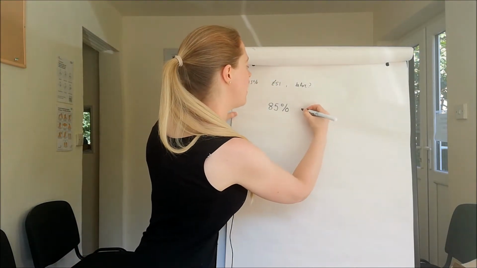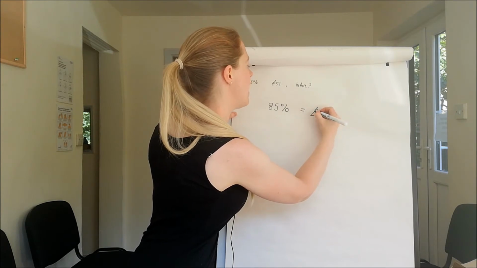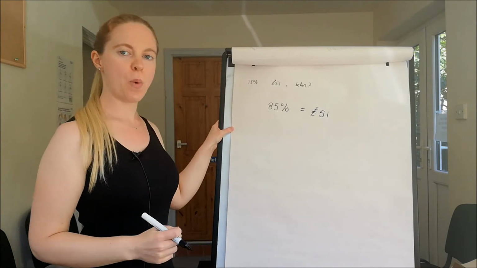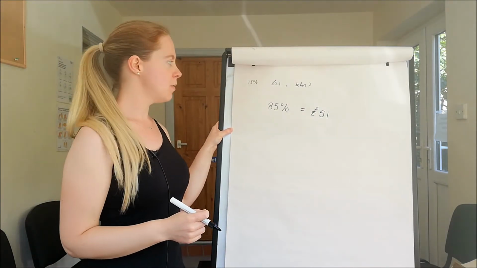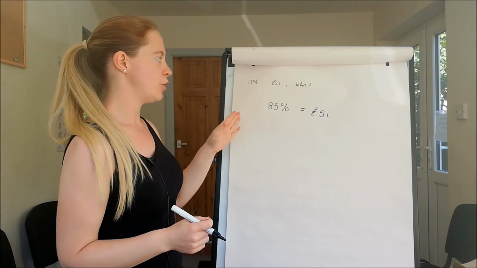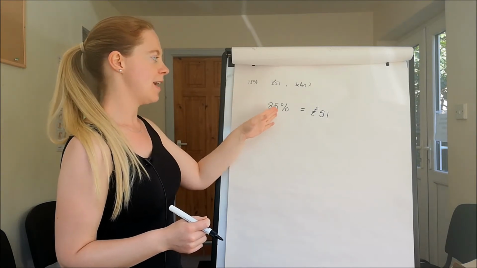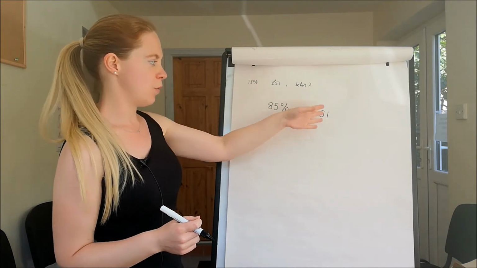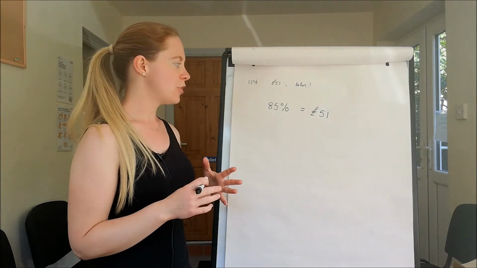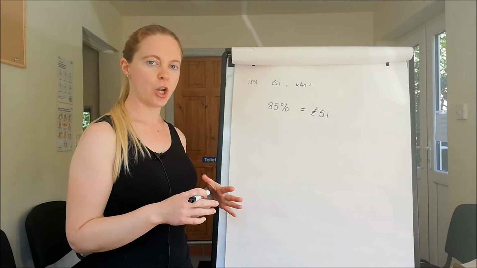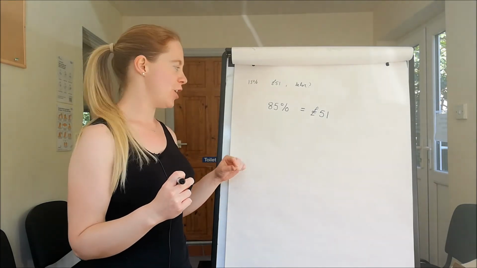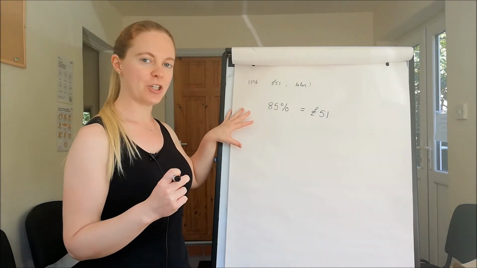So our first line of working would say 85% equals £51, okay? Because it's been reduced by 15%, and we know that after it's been reduced by 15%, i.e. it's 85%, that it's worth £51, because that's all in the question. I tell students to ask themselves the question, what percent do I have here? And that's always your first line of working in reverse percentage questions.